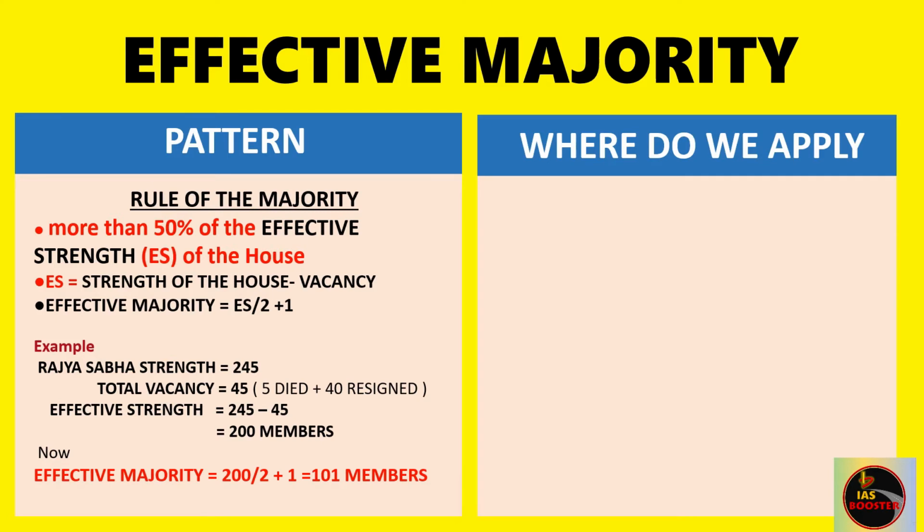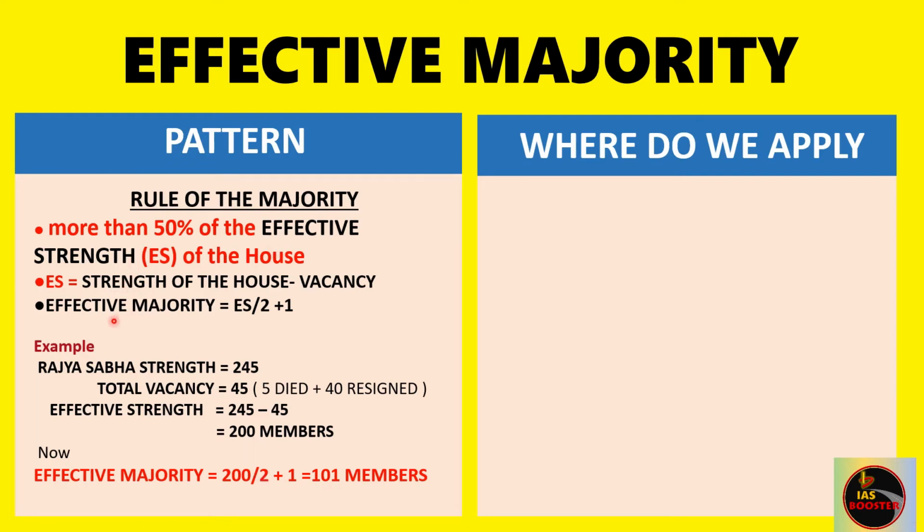Say, for example, the Rajya Sabha strength is 245. Total vacancy is 45. Maybe some might have died, some might have resigned. So here, effective strength is the strength of the house minus vacancy. So the strength of the house is 245, vacancy is 45, so 245 minus 45. Now you get 200 members. What are these 200 members? The effective strength is 200.